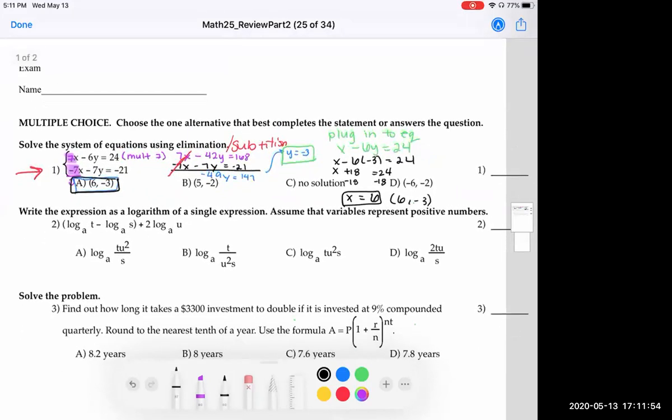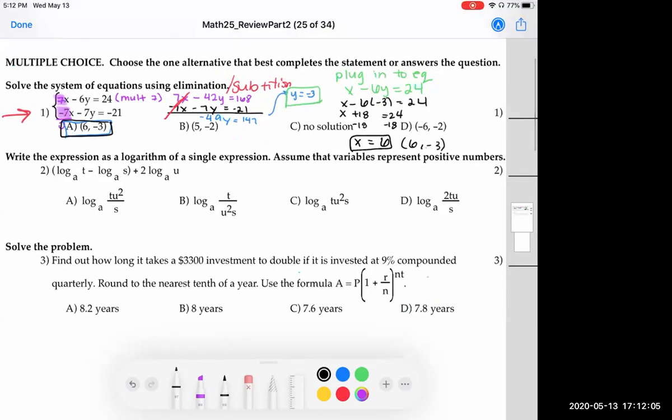Write the expression as a logarithm of a single expression. Assume the variables represent positive numbers. Okay, so we have multiple logs. We have a log here, a log here, and a log here, and they're all the same base, and our goal is to write it as 1 log. Okay, let's go ahead and do that.